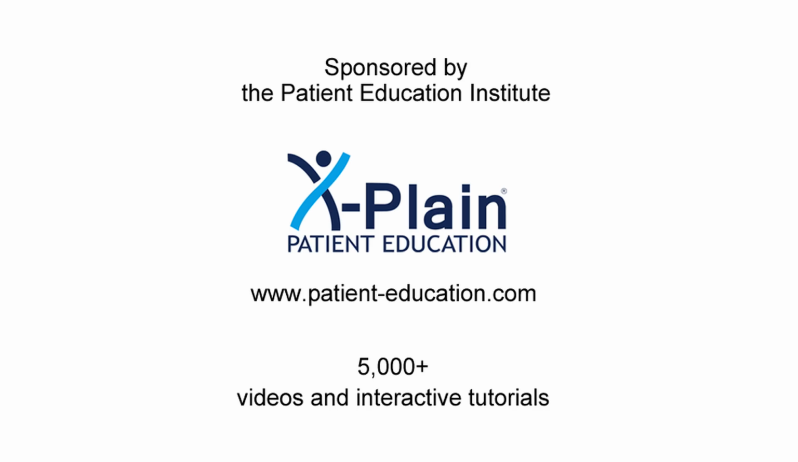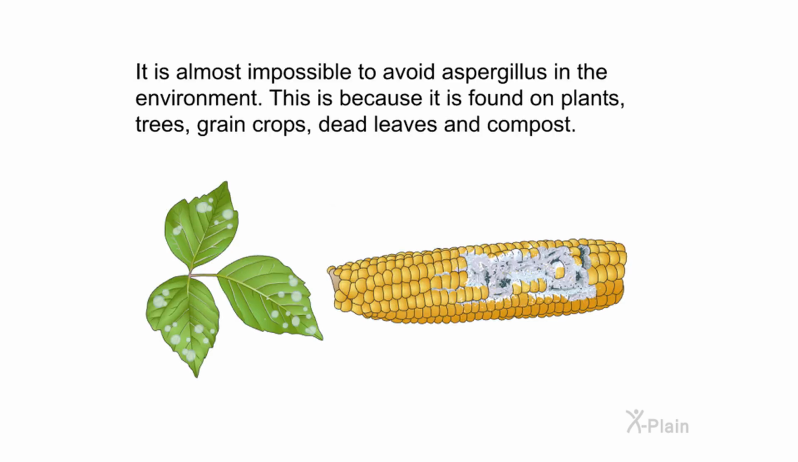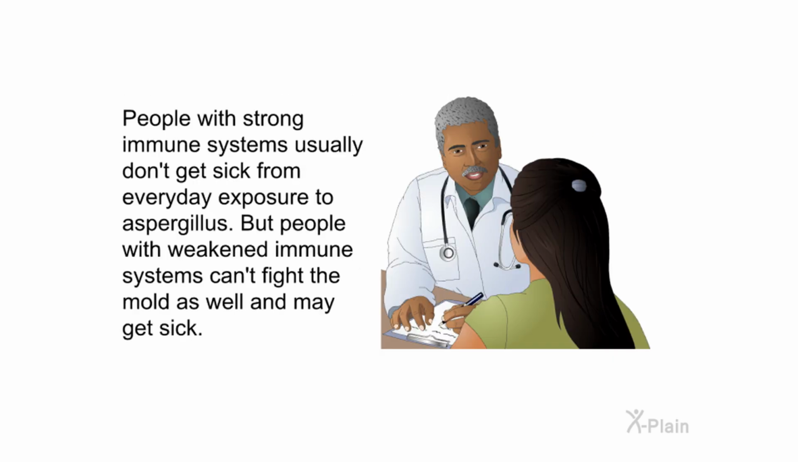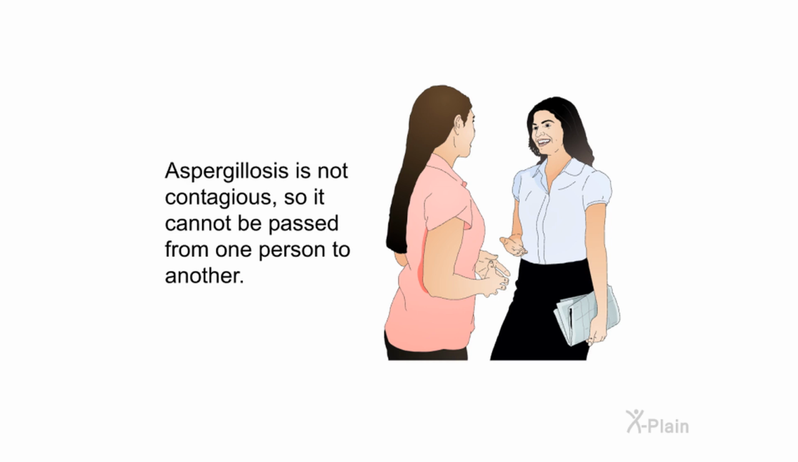Causes. It is almost impossible to avoid Aspergillus in the environment. This is because it is found on plants, trees, grain crops, dead leaves, and compost. Indoors, Aspergillus mold thrives in air conditioning and heating ducts, insulation, some food and spices. Aspergillus is common in old buildings. People with strong immune systems usually don't get sick from everyday exposure to Aspergillus, but people with weakened immune systems can't fight the mold as well and may get sick. Aspergillosis is not contagious, so it cannot be passed from one person to another.